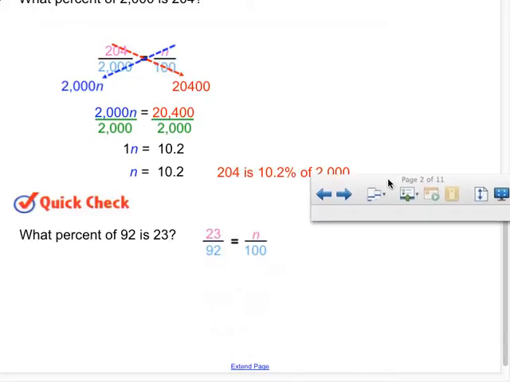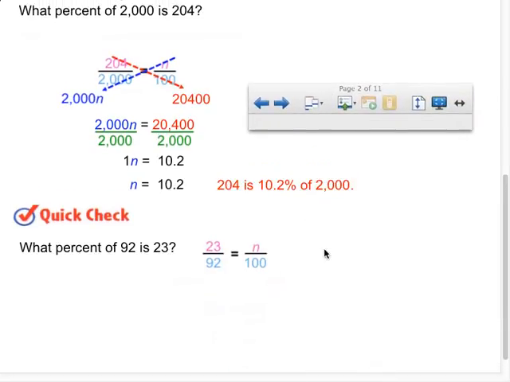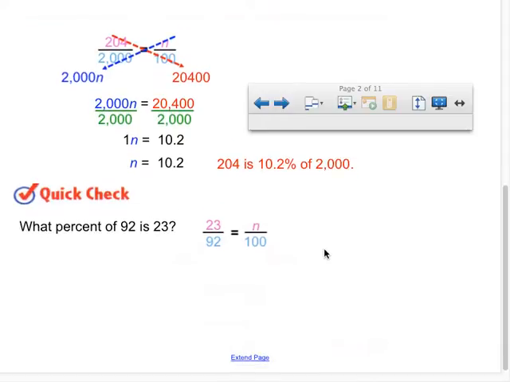Okay, now what's the next step? What is our next step here? Then you have to cross multiply. What's your first cross product going to be? 23 times 100. And what do you get when you multiply 23 times 100? 2,300. Okay, if I move the decimal to the right, I have to add zeros so I can move it 2 places. Now, what's the other cross product going to be? N times 92. And what's that going to be? 92n. So from that, we have this equation.